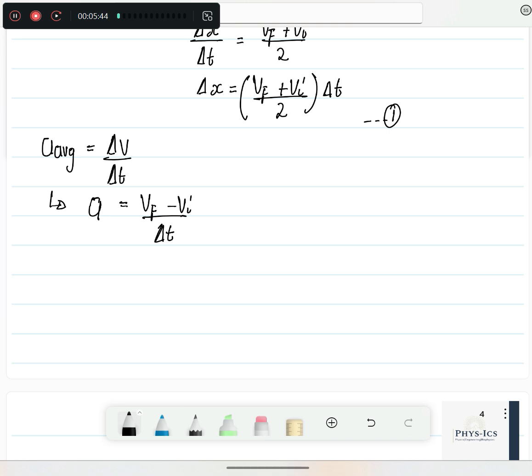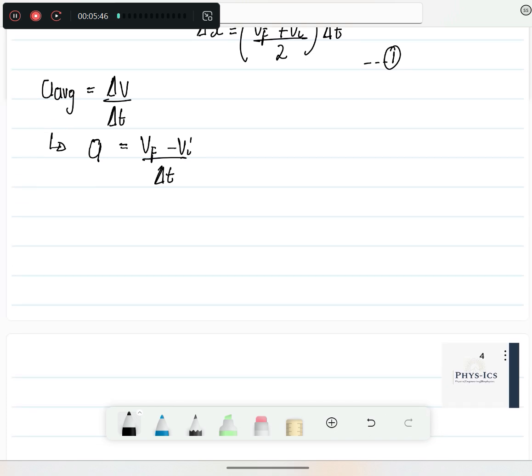Therefore, from this situation, if you just cross multiply the change in t, it will give us change in t times vf minus vi. Taking the initial velocity to the left hand side, it leaves us with vf is equal to vi plus a change in t, and this gave us the second equation of kinematics.